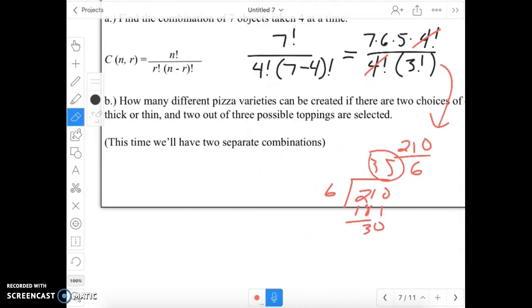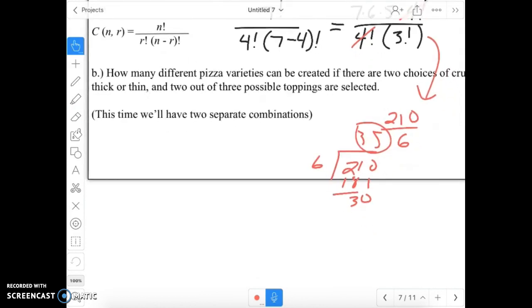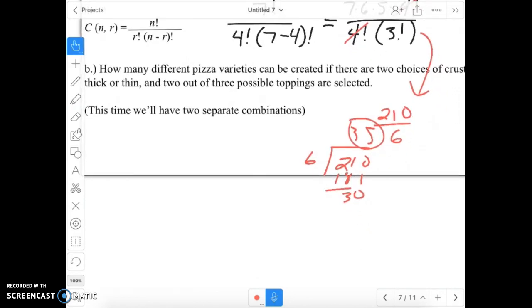Show you guys a little different one here. How many different pizza varieties can be created if there are 2 choices of crust, thick or thin, and 2 out of 3 possible toppings are selected? Okay, so as I have in parentheses here, this time we're going to have to separate our combinations. So we're going to have 2 different combinations, one for toppings, one for our crust. So our crust, we have 2, and we get to choose 1.